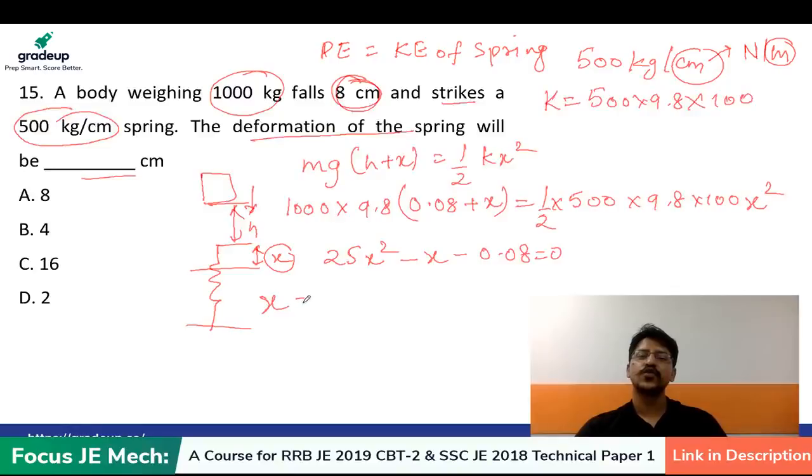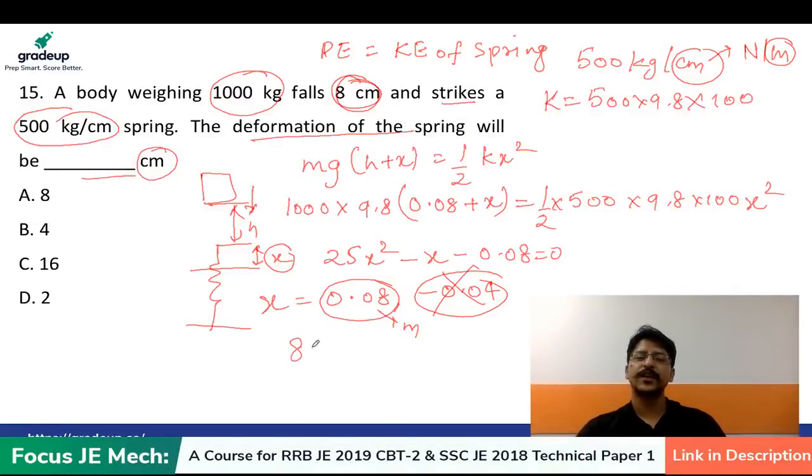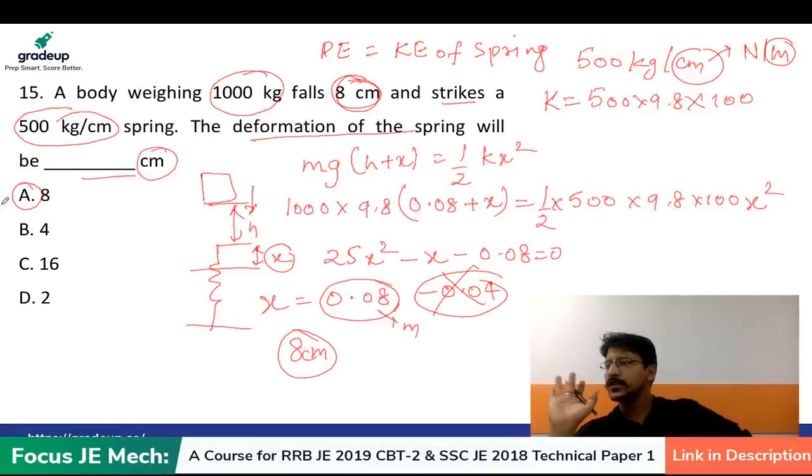From this you will get two values of X. One will be 0.08 and one value will be minus 0.04. So discarding this negative value, you can just take the positive value, and this will be in meters. It is asked in centimeters, so just multiply it by 100 and you will get the answer as 8 centimeter. So 8 centimeter, option A, is your correct answer for this one.